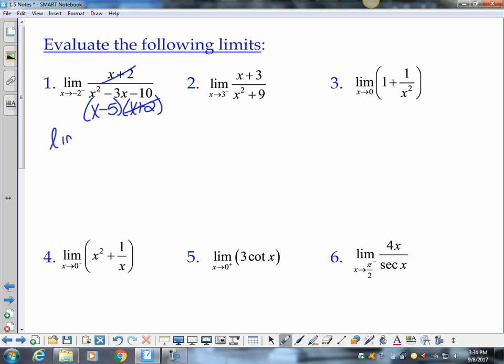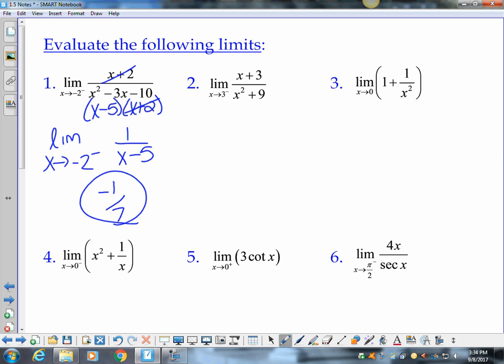So now I'm going to reset my limit. Now plug a -2 in here, and you get a -1/7. I had a hole at -2, but I can factor it and cancel it out. And then if I reset my limit, I can just plug a -2 in, and I get a -1/7.